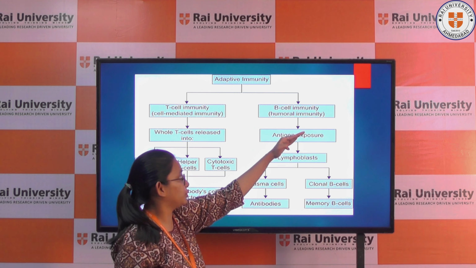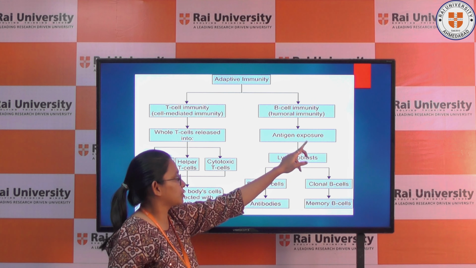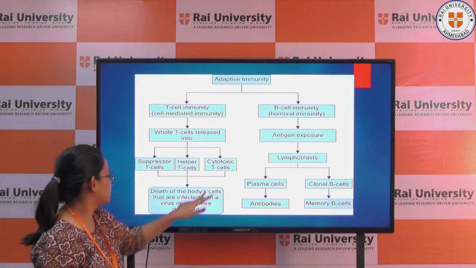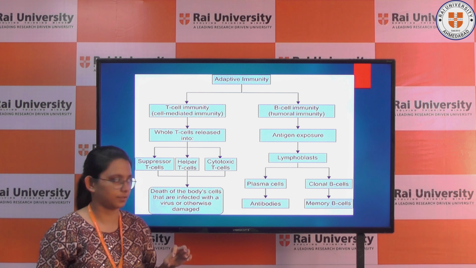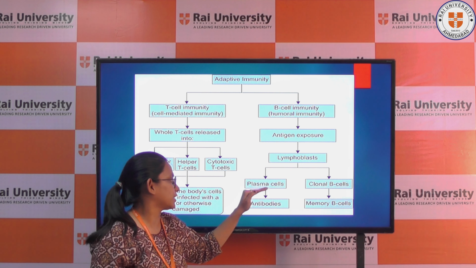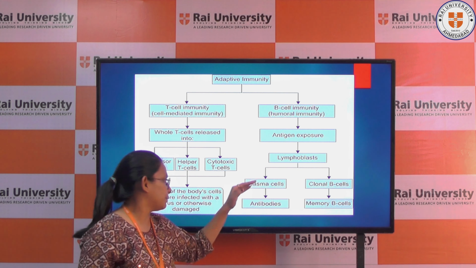And B cell immunity begins with antigen exposure. Antigen exposure leads to lymphoblasts. And these lead to the death of body cells which are infected by the virus. And lymphoblasts have two parts, for example, plasma cells and clonal B cells. A plasma cell produces antibodies, and clonal B cells give rise to memory B cells.